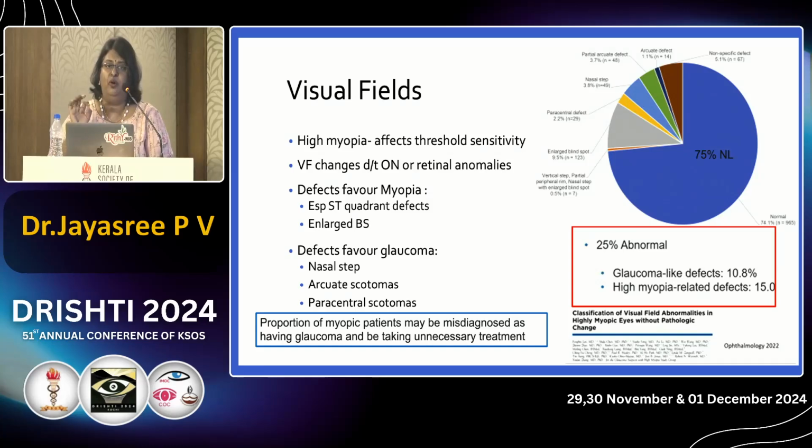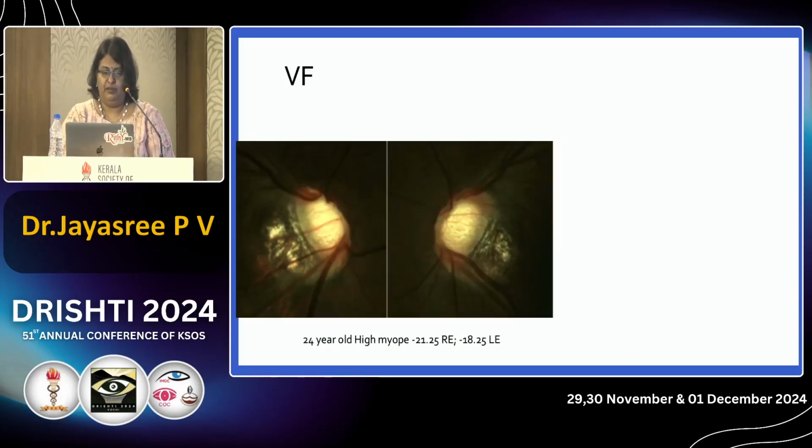So you should always be open, if the patient is not progressing, to changing the diagnosis of glaucoma for that patient. You should be open to reducing the medication.